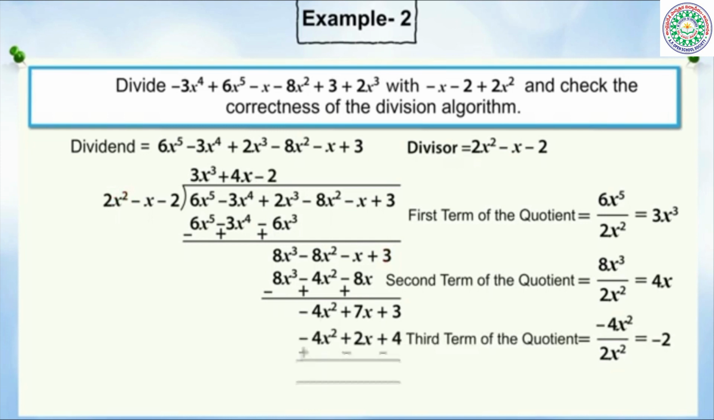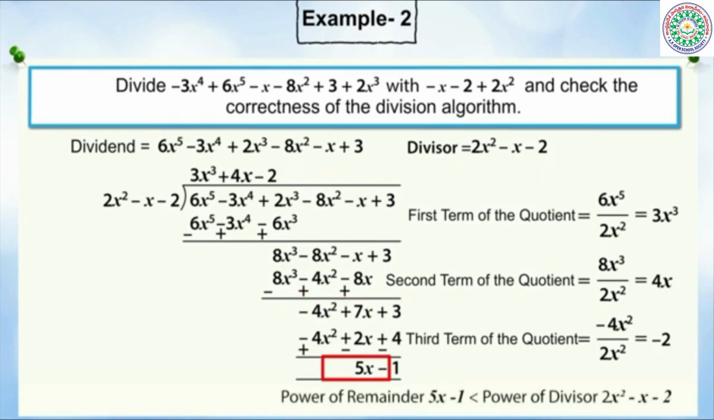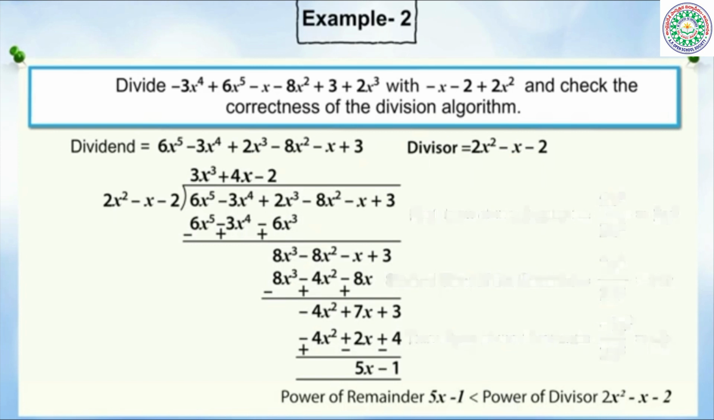Now, perform the division process with the remaining terms, minus 4x square plus 7x plus 3. Now, the power of the remaining terms, 5x minus 1, is less than the degree of the divisor. Therefore, we cannot proceed with the process of division. After the division process, we get 3x cubed plus 4x minus 2 as the quotient and 5x minus 1 as the remainder.